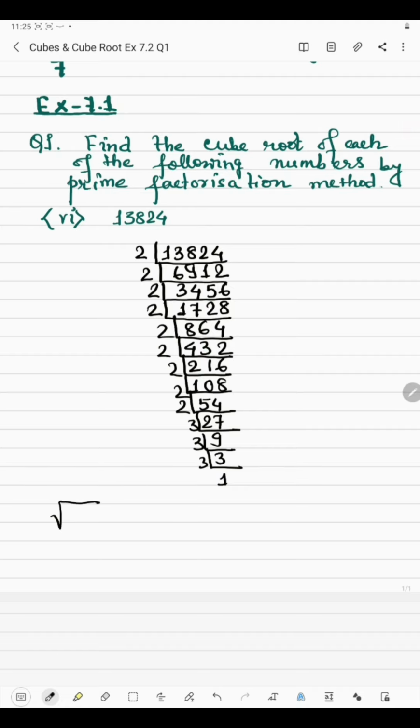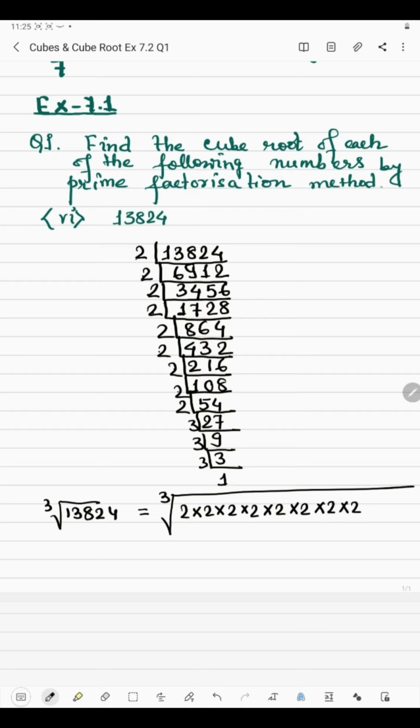So the cube root of 1 3 8 2 4 is, we'll have to find the cube root. So how many 2's have we got? 1 2 3 4 5 6 7 8 9. So 9 twos, and then we have 3 threes. So 1 2 3. At first we will have to make groups of 3.